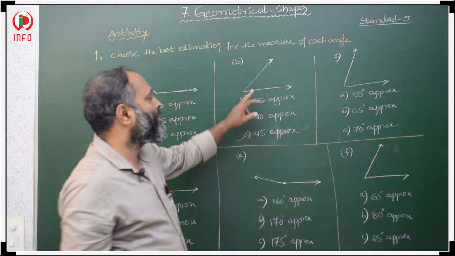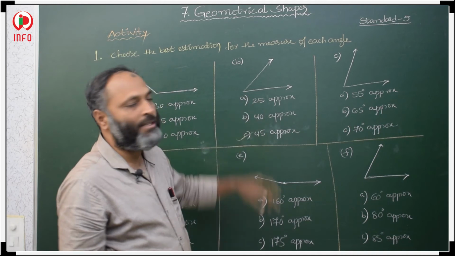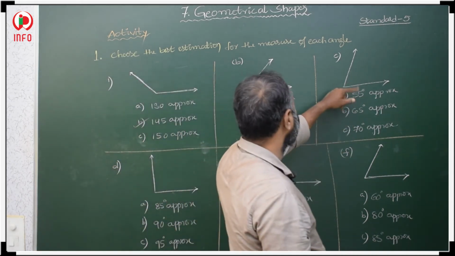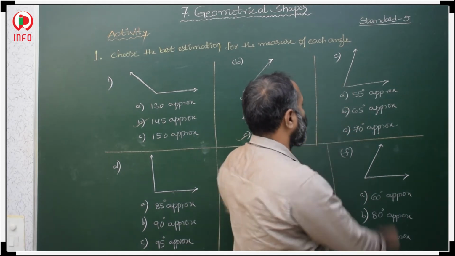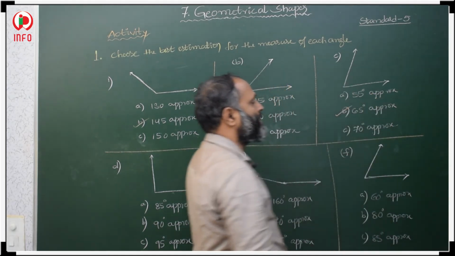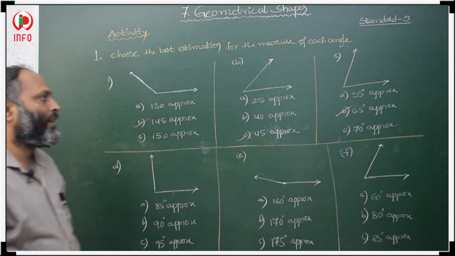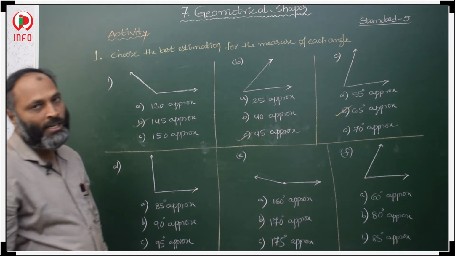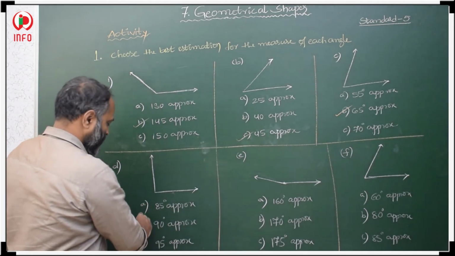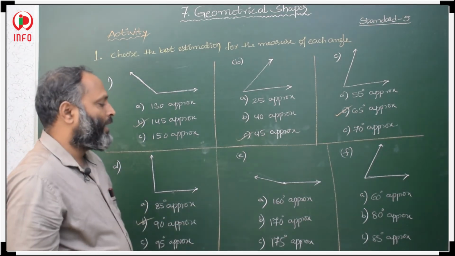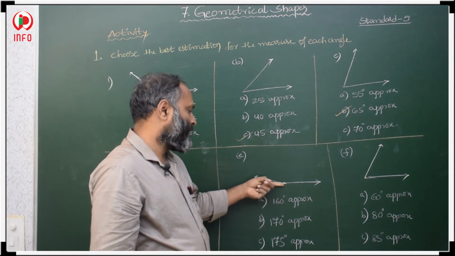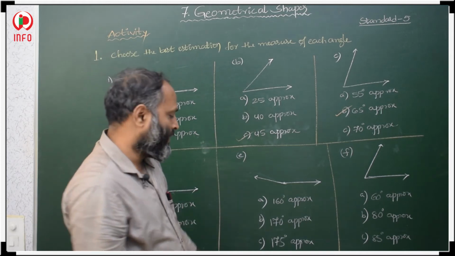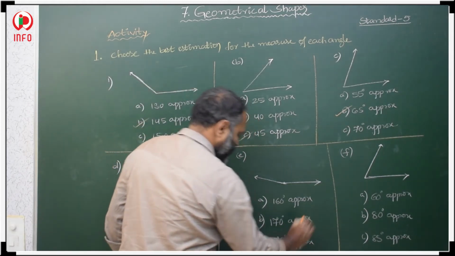It is in between 0 to 90, so this is 45 degrees. Here more than 45, it is nearly 65 degrees. Here exact, it is very easy to say, these two are perpendicular, these are in L shape, it is a right angle, 90 degrees. It is just less than a straight angle, so it is very near to straight angle 180 degrees. It means it is 175 degrees.